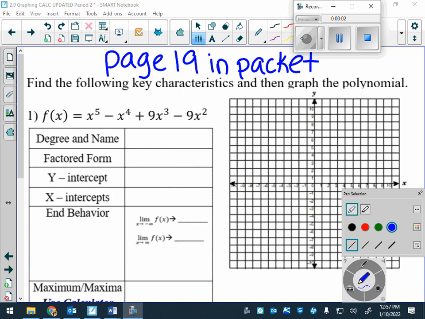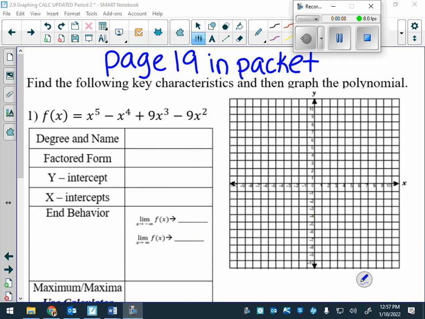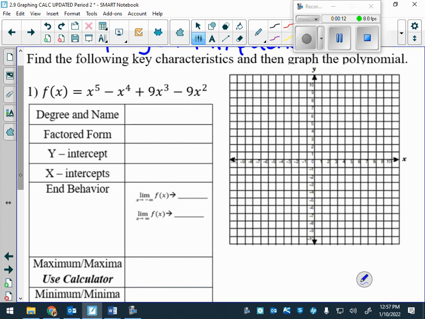Let's go through this. For this one, what is the degree and name? Cece. Good. Excellent. 5. And quintic. Good. Okay, factored form, Lila.